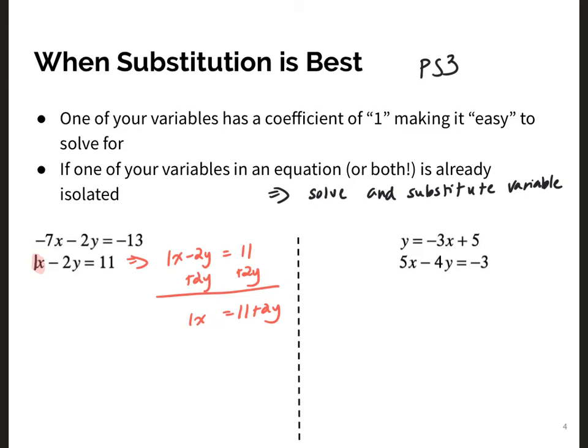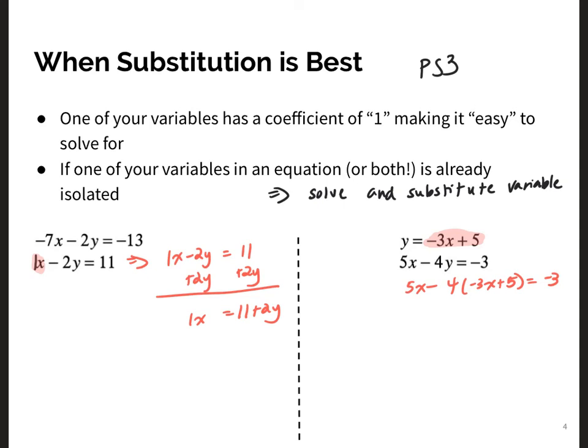Another instance in which substitution would really be easier is if you don't even have to pick the variable and solve for it, if that part is already done for you, right? In this case, y is already completely isolated, so there's no variable that you need to pick, and there's no solving that you need to do initially, because it's already done for you. So all you have to do is take this expression, y equals negative 3x plus 5, and substitute it into your second equation whenever you see a y. So you would write 5x minus 4, and instead of writing the y, you would substitute in negative 3x plus 5 equals negative 3. And then you end up with an equation with only x, which you can very easily solve.